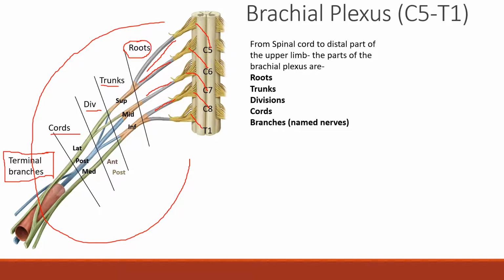And so the first step in understanding this is to understand these divisions, all right, and the order: roots, trunks, divisions, cords, branches. And so there's a fun little mnemonic for that. The order of those is the same as this little sentence here: Randy Travis drinks cold beer.